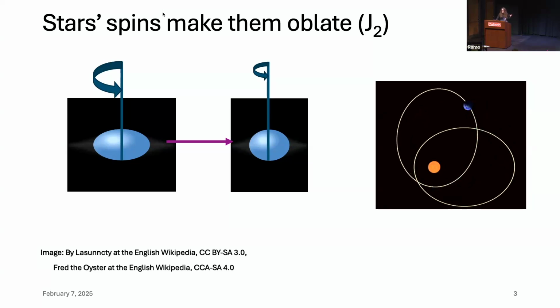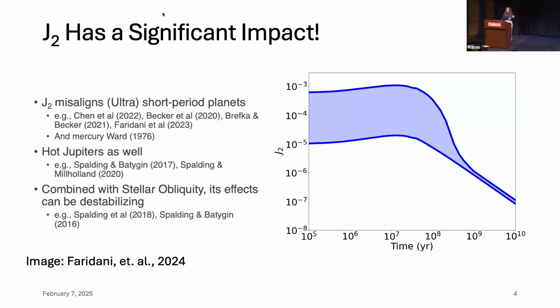J2 can have a pretty significant effect on the orbits of planets. Here, I'm just showing some sample evolutions. On the top curve is a 90th percentile initial spin sun-like star, its spin evolution over time, and on the bottom curve is a 50th percentile in spin. So J2 is really good at misaligning ultra-short period planets from their companions, hot Jupiters, and combined with stellar obliquity, which Milena talked to us about earlier, it can completely destabilize systems. It can just rip them apart, cast the planets onto each other, and be quite dangerous.